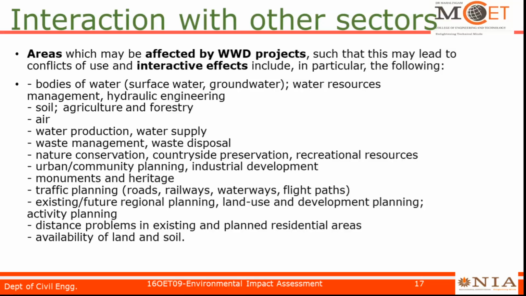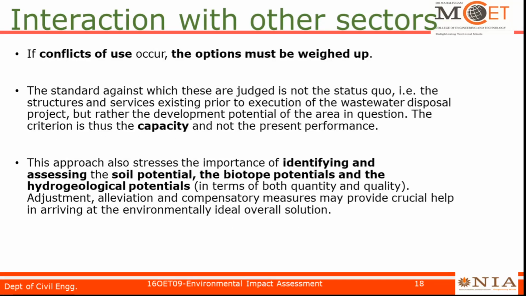Right? Availability of land and soil. So if conflicts do occur, the options must be weighed up, right? So meaning we need to look at some other options and give importance to that. The standard against which they are judged is not the status quo, that is the structures and services existing prior to the execution of the wastewater disposal project, but rather the development potential of the area in question. The criteria is thus the capacity, not the present performance. This approach also stresses the importance of identifying and assessing the soil potential, biotope potential, and hydrogeological potentials in terms of the quantity as well as quality.